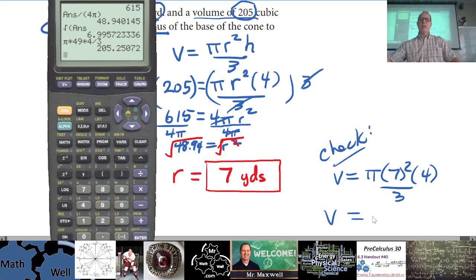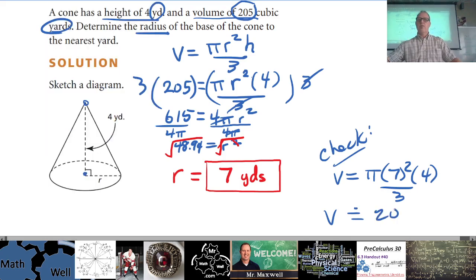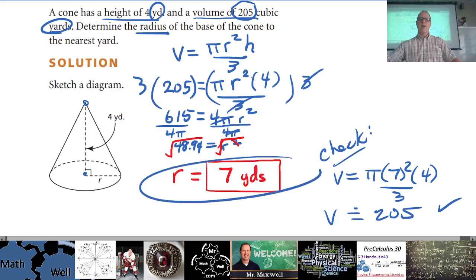So do you think that we got a correct answer here? Do you think we're good? Excellent. If we put this exact example in, we would get 205. So approximately 205 for the check. So we're good. R equals 7 yards. Got it? Does that make sense?